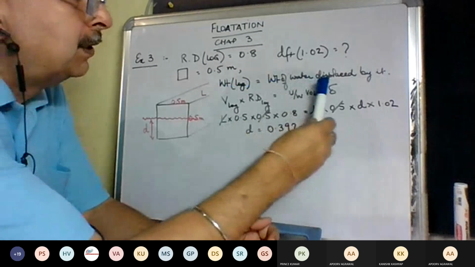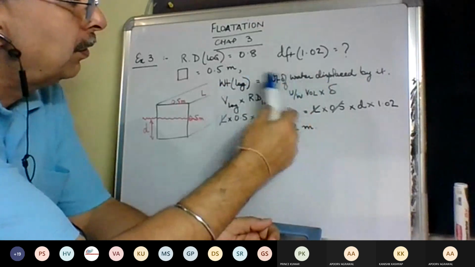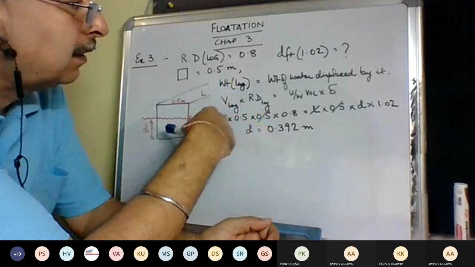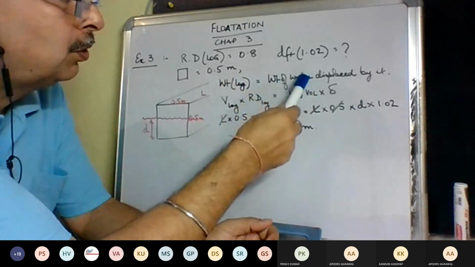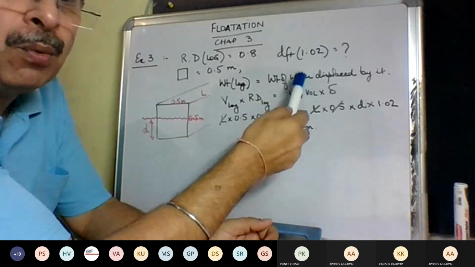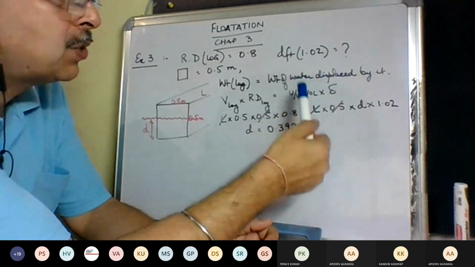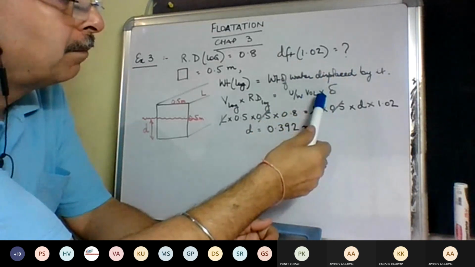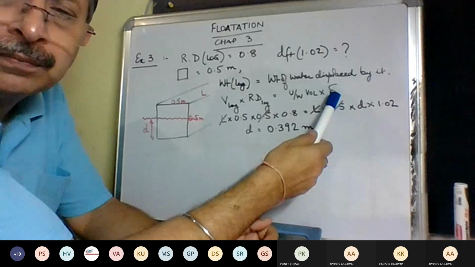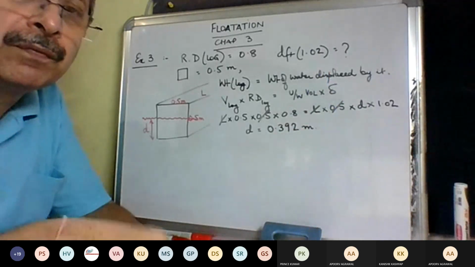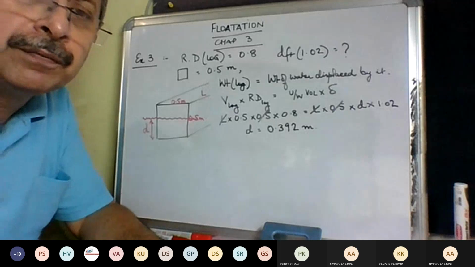This is the basic principle of flotation, that whatever is the weight or displacement of the vessel, that is equal to the weight of the water it displaces. And the weight of the water it displaces will be the underwater volume multiplied by the density. So we are using the principles of flotation or the laws of flotation here.